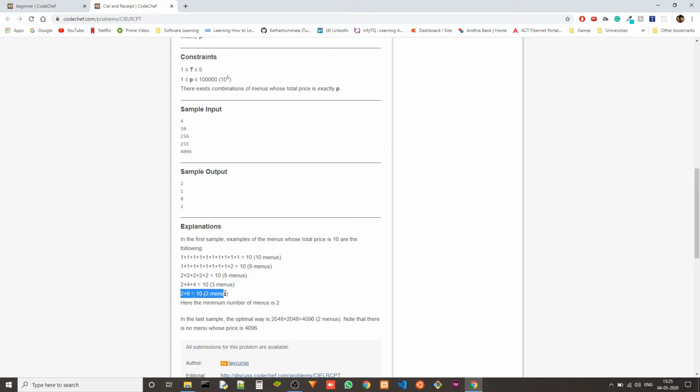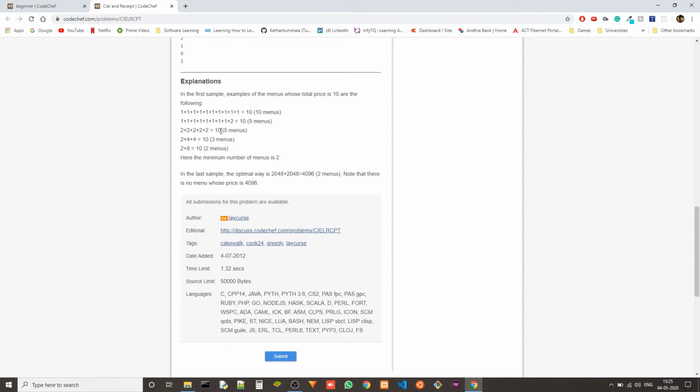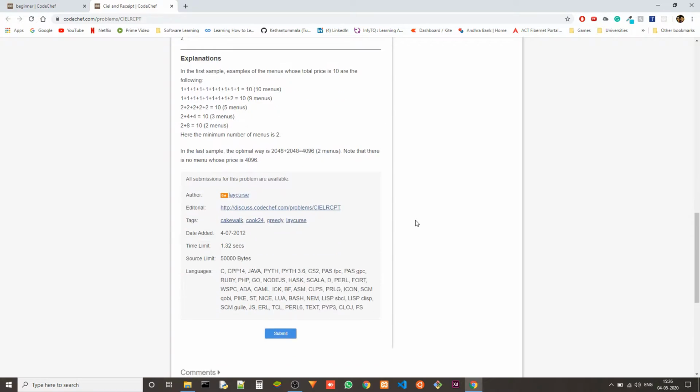This is the best possible way: we take one item of grilled eel livers served with grated radish, which has a price of 8. We take one of that and one of the price 2 item, so that will bring us to 10. These are all the possible ways, and out of all of them, this is the best and correct answer. So the answer will actually be 2, because we are taking two items, one priced 8 and one priced 2. Now we have understood the problem, but how do we solve it?